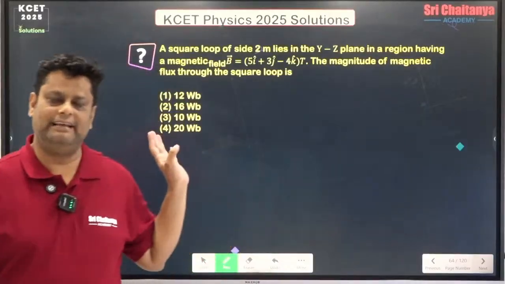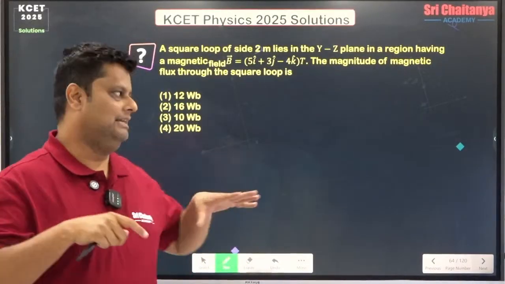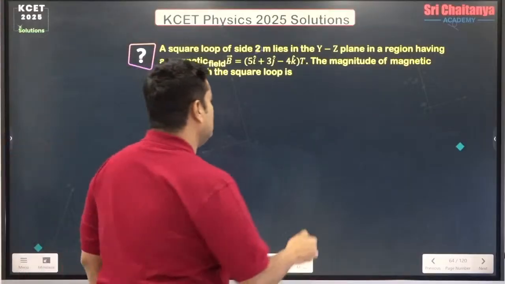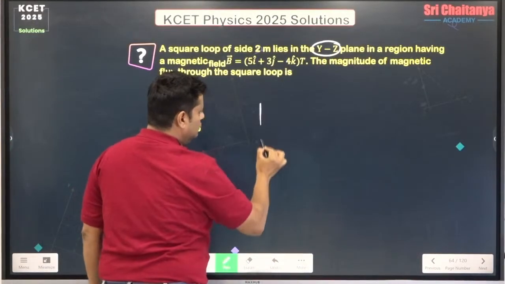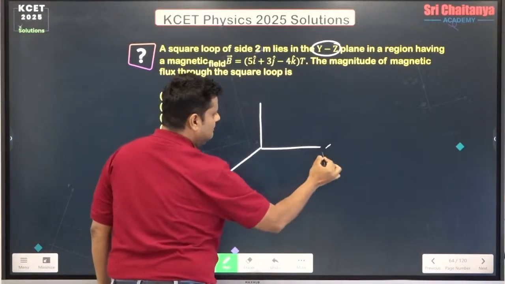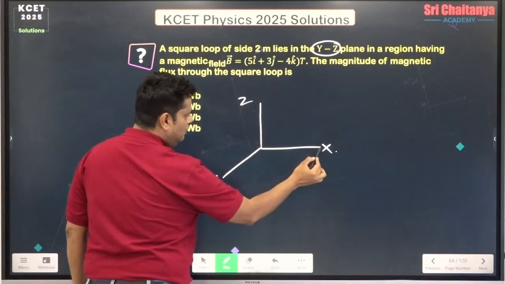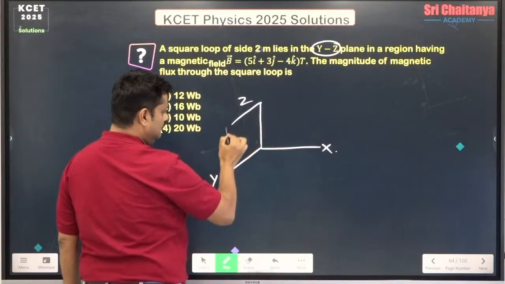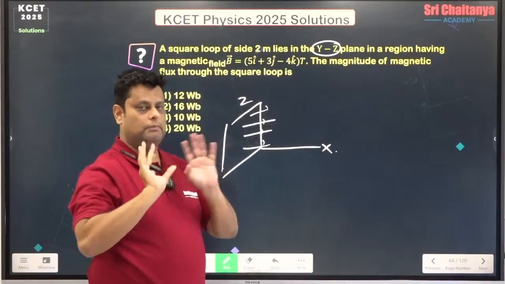It is very clearly given in the question. We have a square loop with this kind of magnetic field, but the main constraint is that this is the YZ plane. So students, this is the X axis, this is the Y axis, and this is the Z axis, and your plane is along the YZ plane. So we need to take care of the magnetic field which is normal to the plane.